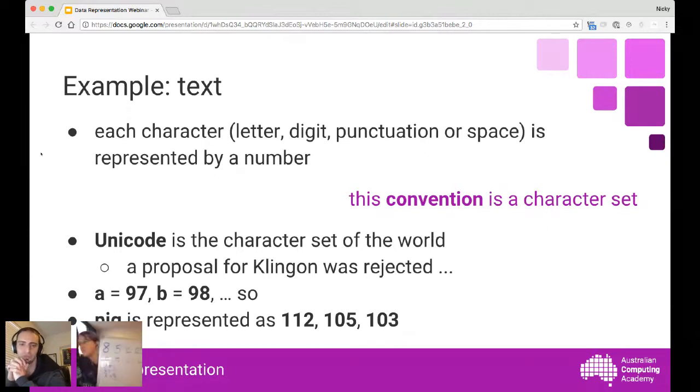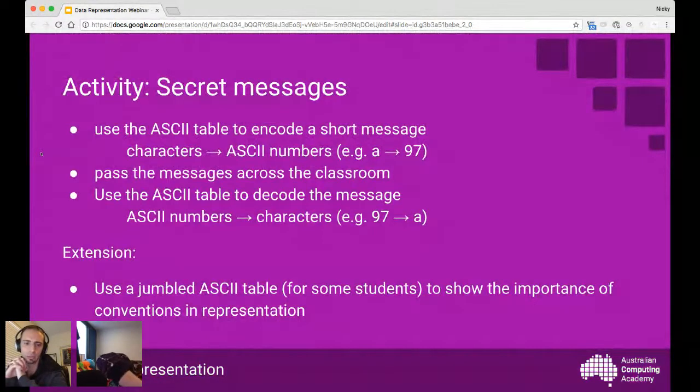So a nice way to introduce this idea to students is to do exactly what Nicky did. Walk into your classroom, throw those letters up on the board, and ask students to see if they can work out what you're trying to communicate. And from there, you can dive into this activity, where they can begin sending secret messages to one another using the ASCII or Unicode character set. You give them a table, they can write out their short message, pass that across the classroom to their partner, who will then decode that message by going back the other way.